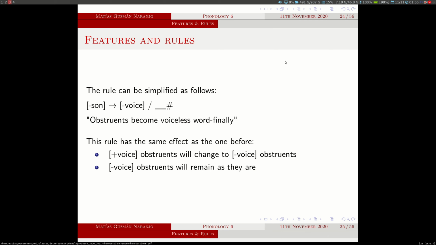So we can simplify this rule as a minus sonorant goes to minus voiced, and this is enough to describe things. We don't have to specify that it must be voiced plus voiced here, because the rule still applies fine or produces the correct output if you apply it to an already devoiced consonant, so nothing would change.